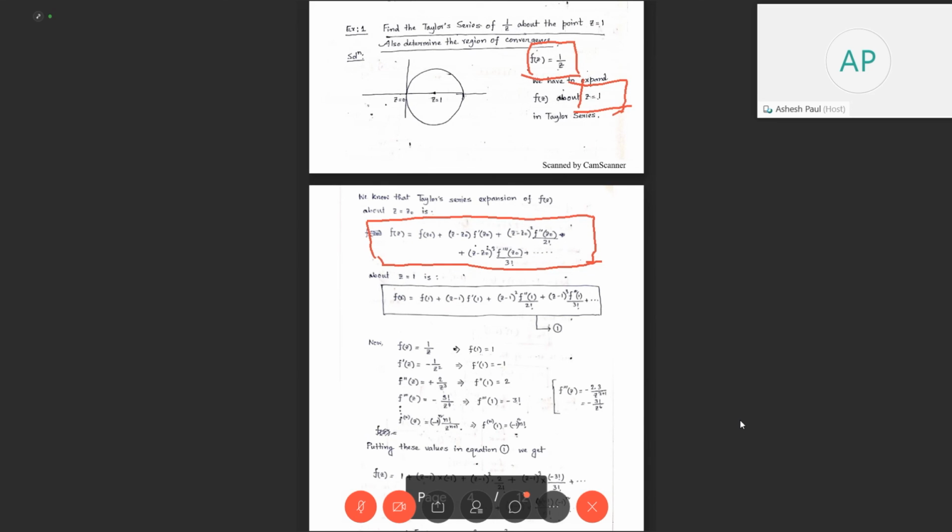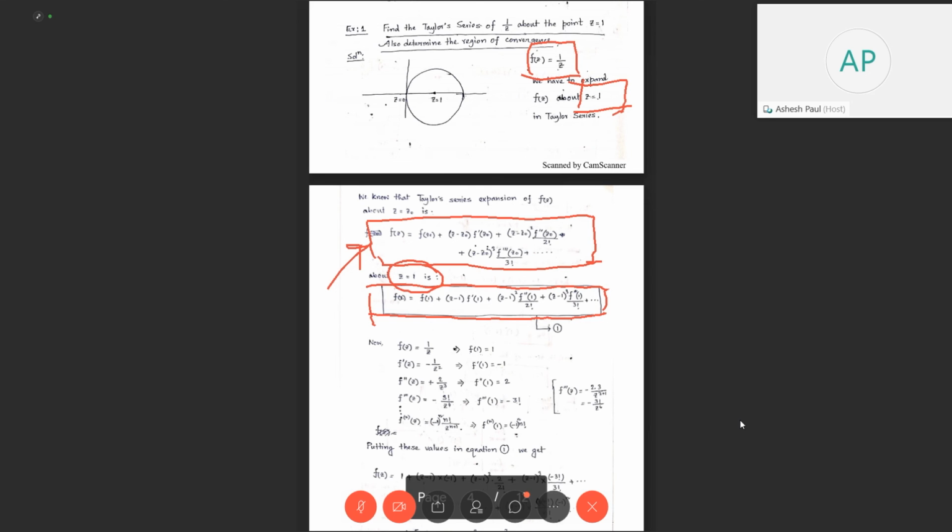That is f(z) equal to f(z0) plus (z minus z0) f dash (z0) plus (z minus z0) whole square f double dash (z0) by factorial 2 and so on. Now we have to find the Taylor series about the point z equal to 1. Therefore we put z equal to 1 here. So if we put z equal to 1 in this infinite series, we get this equation 1. This equation 1 is f(z) equal to f(1) plus (z minus 1) f dash (1) plus (z minus 1) whole square f double dash (1) by factorial 2 and so on.